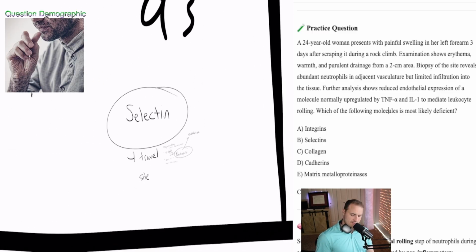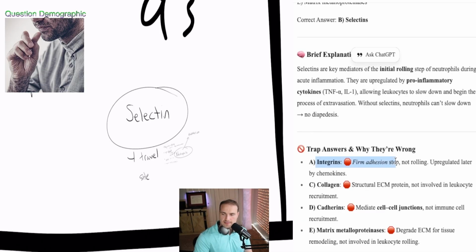And they could ask you all sorts of things. Here are some examples. The integrins are for adhesion, not rolling; you're integrating. Collagen is structural, not involved in the recruitment stuff. Cadherins are the cell junctions, not immune stuff. Matrix metalloproteinases degrade ECM. So yeah, this is essentially a question about the molecular Velcro. It slows down the white blood cells before they fight the infections. You have to know that's the selectins.